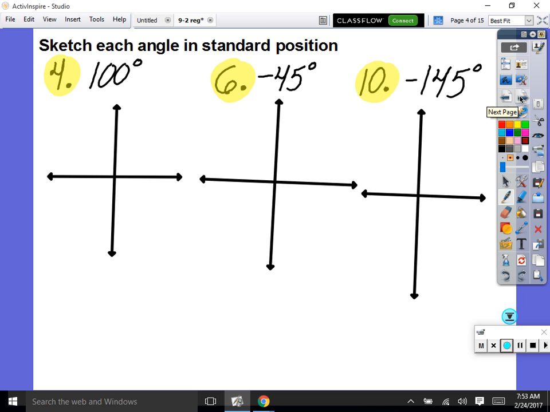Okay, let's go to number 4, 6, and 10. It says sketch the angle in standard position. So we're sketching a rough angle, but you're going to be pretty detailed so that I know your angle is 100% correct. You can't just do a rough sketch without giving me some hints here.